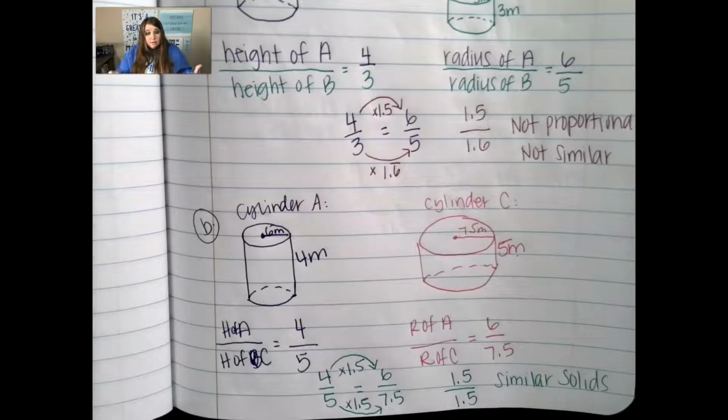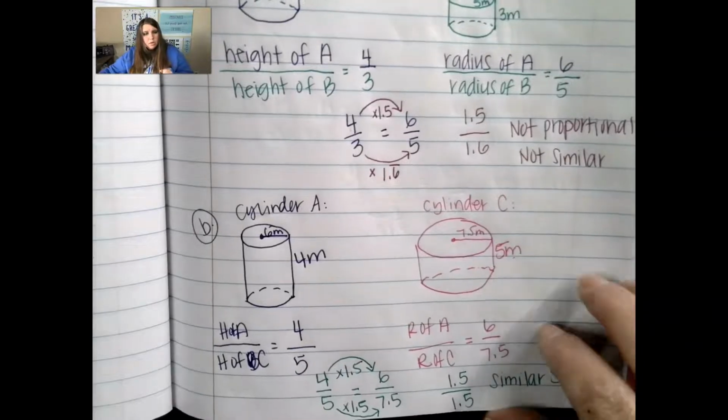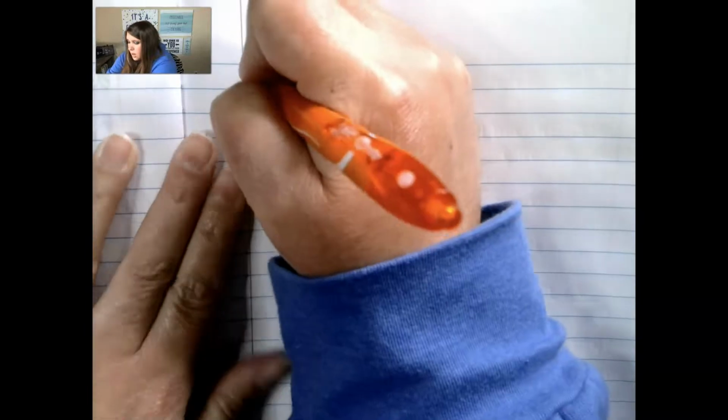Even though they look different, they have different sizes and different dimensions, they're similar because the change between them increases at the same rate. Okay, let's go ahead and do another one, and this time we're going to look at a cube or a rectangular prism. We're going to have rectangular prism A and rectangular prism B, and then I'm going to give you a try it.